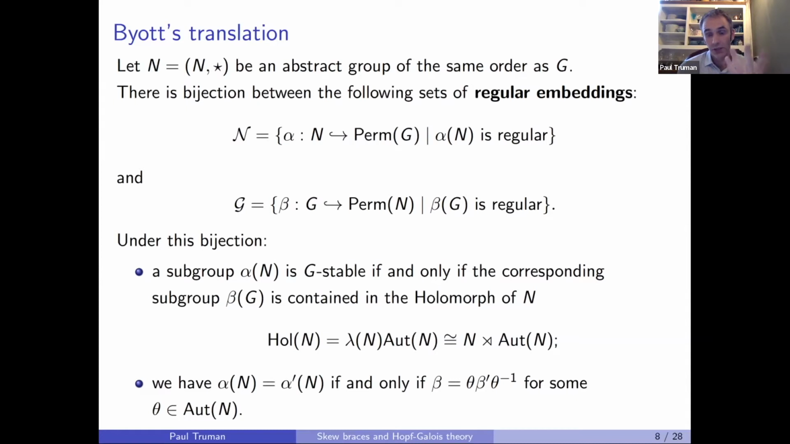So I want the actual maps to be conjugate, not just their images as sets. So instead of asking about regular subgroups of perm G that are G-stable, I can ask for regular subgroups of the holomorph of N that are isomorphic to G, and then chase that information back.